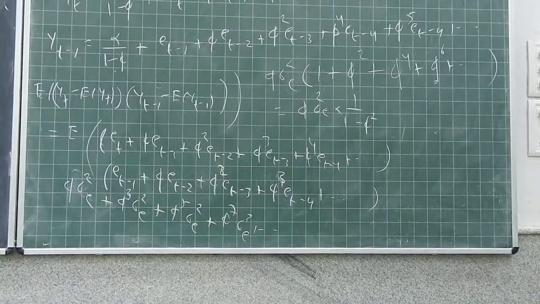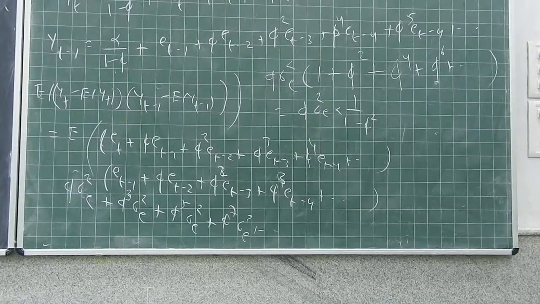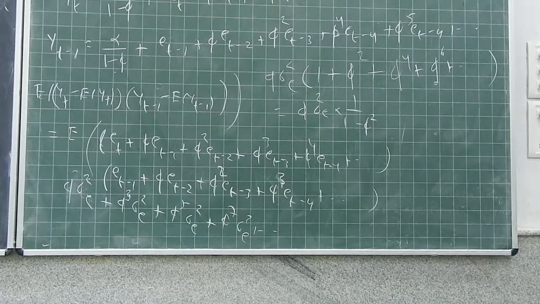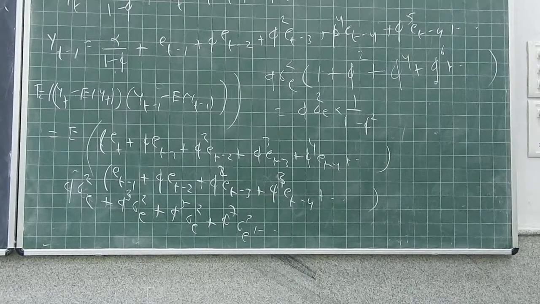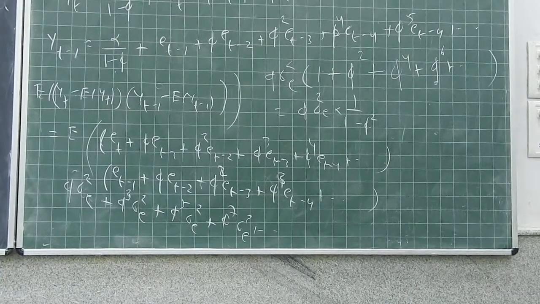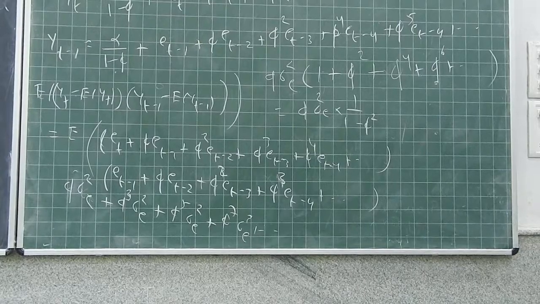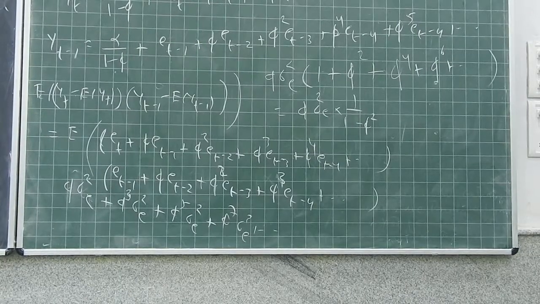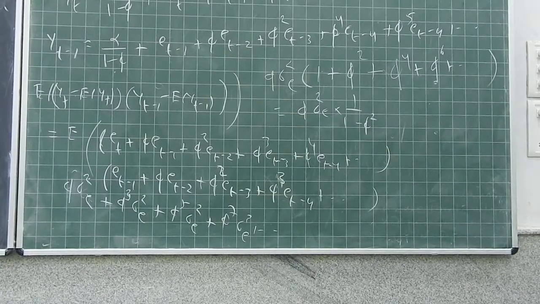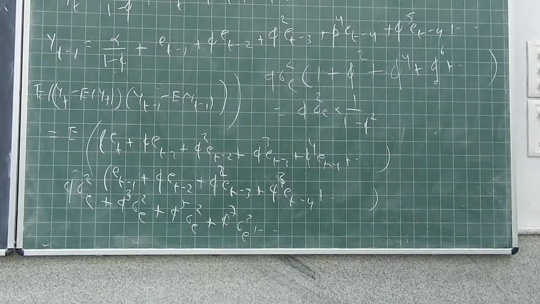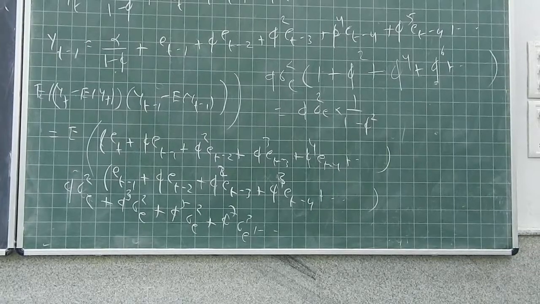Right? Because that is a geometric series in 5 square. You see the point? That is 5 square plus 5 square square plus 5 cube square plus 5 raised to 4 square and so on. So which means, therefore, that this variance is equal to 5 square sigma square e upon 1 minus 5 square, right? That's 5 square sigma square e upon 1 minus 5 square. That is the variance of yt, which is constant.